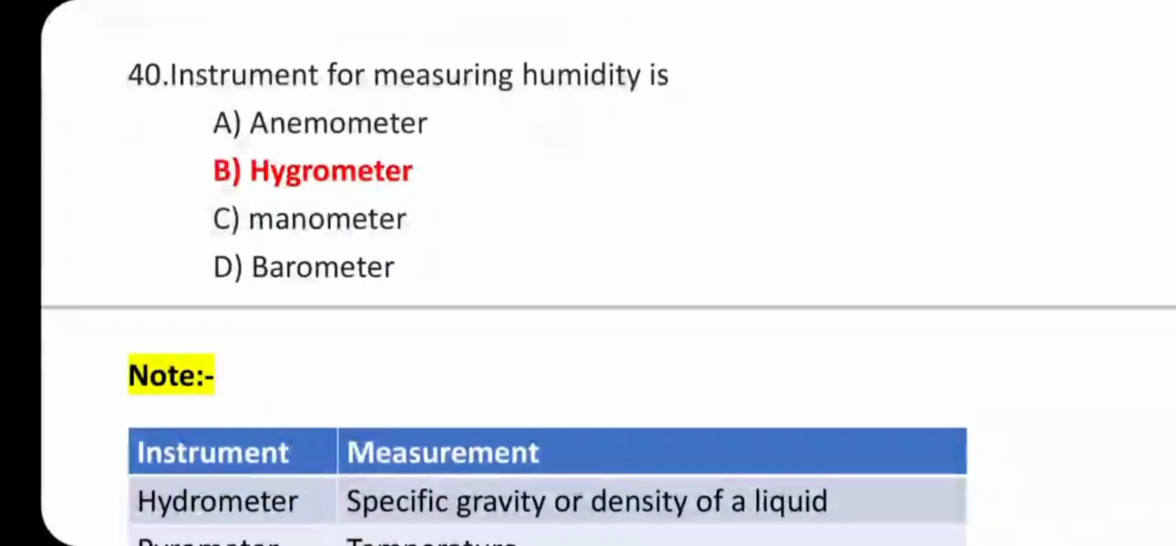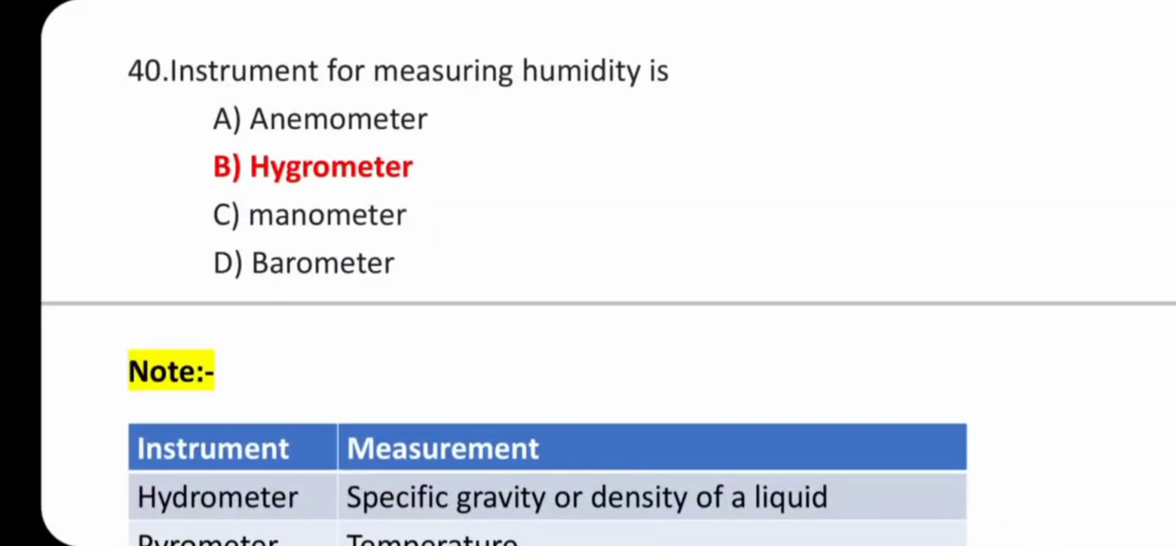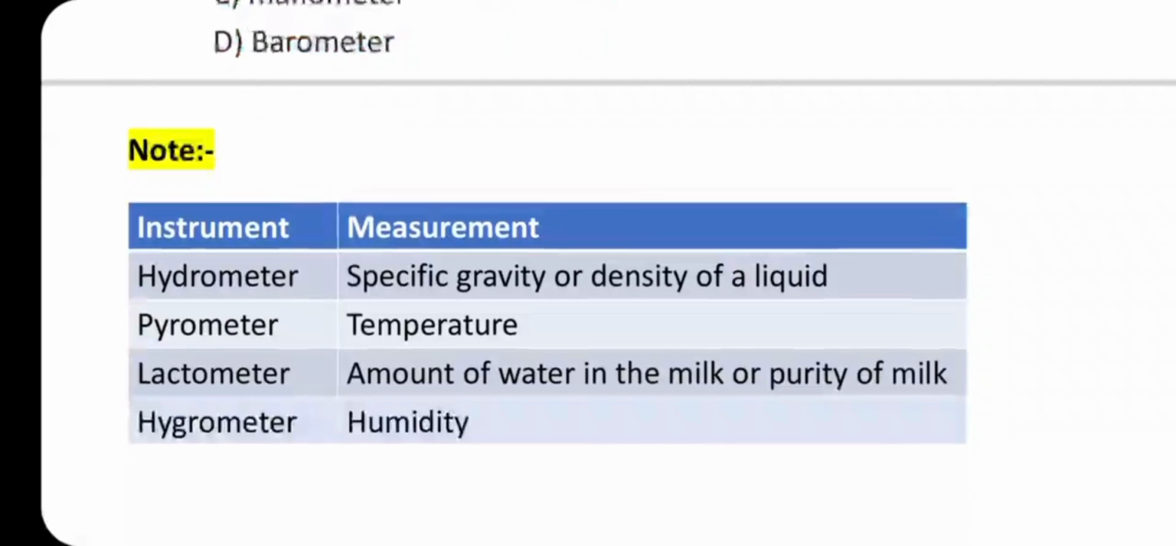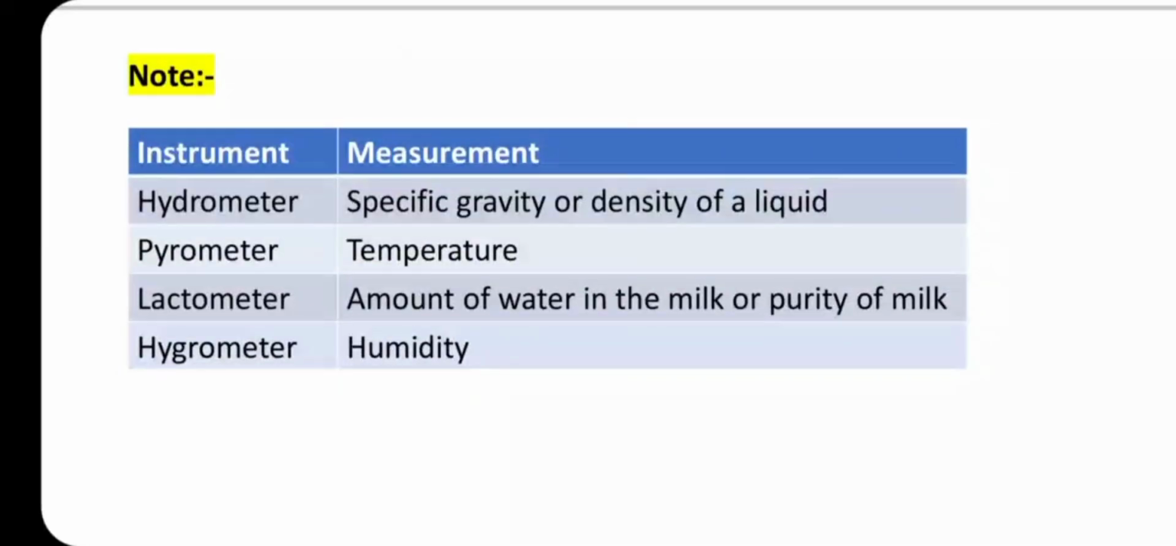Question number 40, the last question of this part: instrument for measuring humidity is. Answer is option B, hygrometer. Consider the note. Instrument and its measurement area.